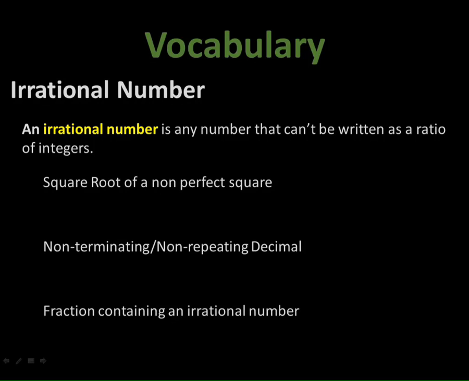So we have an irrational number. So definitely write the word irrational number down. Write this definition. An irrational number is any number that can't be written as a ratio of integers. Okay, a ratio of integers is the same thing as a fraction. So it's any number that cannot be written as a fraction. We're going to go through a couple examples of what that even looks like in a second.